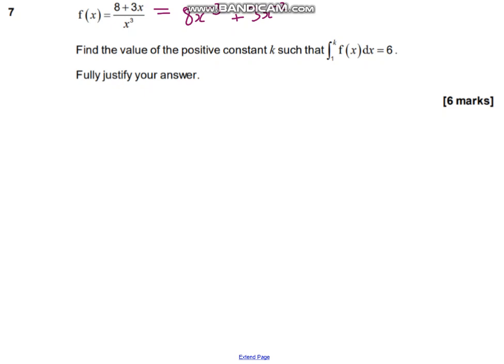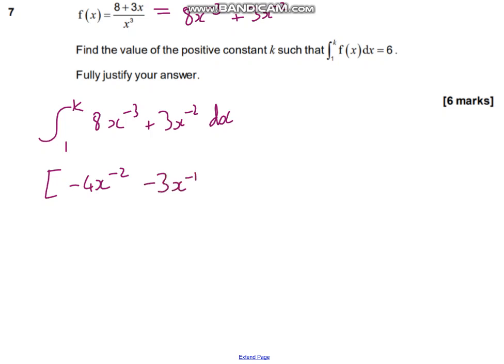And we're going to want to integrate this, and so we're going to be going from 1 to k the integral of 8x to the minus 3 plus 3x to the minus 2 dx. So that's now going to become, we increase the power by 1, that will increase to minus 2. 8 divided by minus 2 is going to give us minus 4x to the minus 2. And then we're going to increase this power by 1, so that'll be minus 1, so that'll be minus 3x to the minus 1. And we're going from 1 to k.